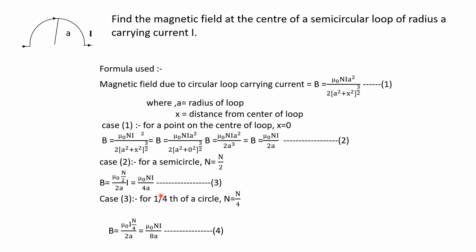Next, if we consider 1 by 4th of a circle, for N we can substitute N by 4. So in the equation we substitute N by 4 instead of N. Now the answer becomes B is equal to mu 0 N I by 8A. Here our question is, find the magnetic field due to a semicircular loop of radius A carrying current I. That is the second case, B is equal to mu 0 N I by 4A.